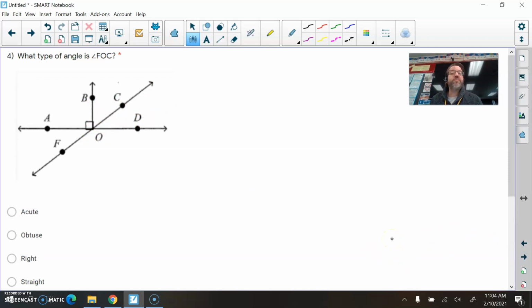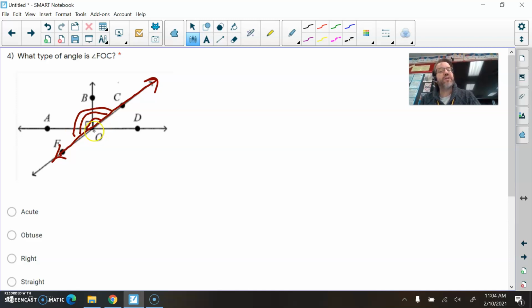In number four, what type of angle is angle FOC? Well, I'd better trace that. Here's F right here. Here's O. Here's C. Oh my goodness, they're in a straight path here. So angle FOC, it could be this angle right here.